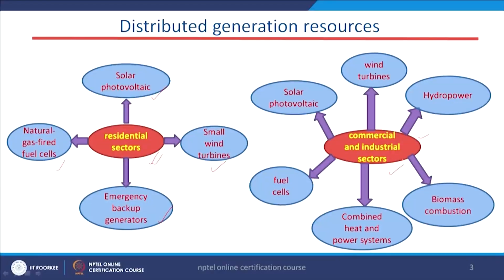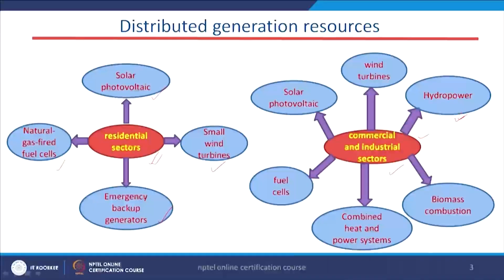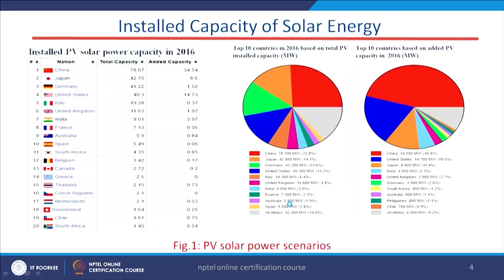Now, in the commercial and industrial sectors, here also we have both solar and wind. Again, one more renewable source is added, that is hydropower. We are planning for small hydropower plants. These small hydropower plants can be connected to our commercial and industrial customers. And along with this, we have biomass and combined heat and power plants, and also fuel cells. So, these are the DERs, or distributed energy resources, which are connected to the residential, commercial and industrial sectors.